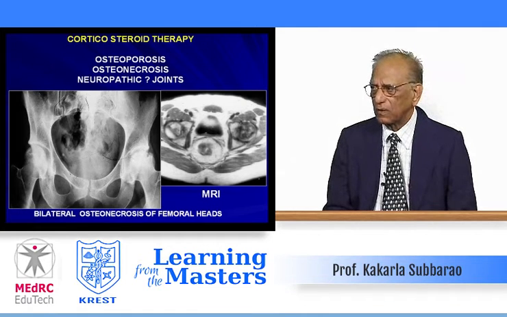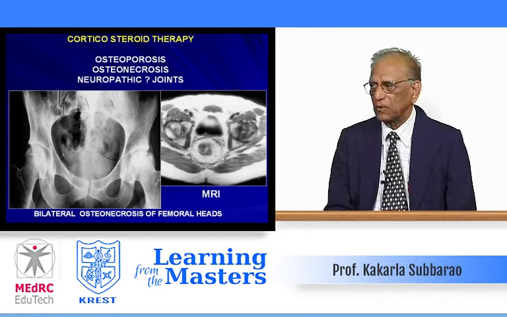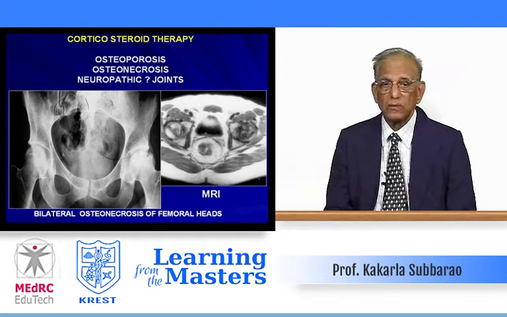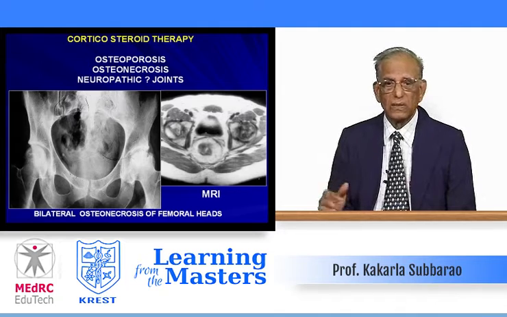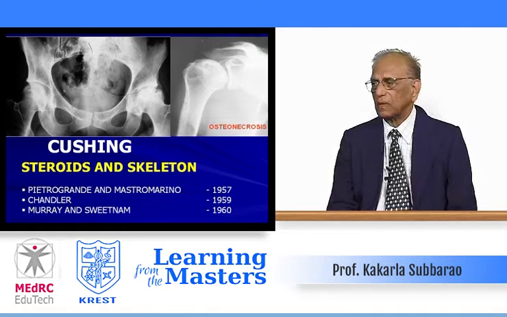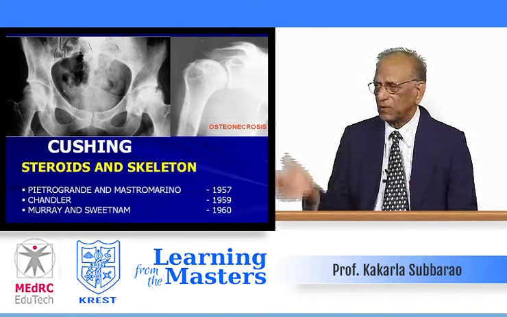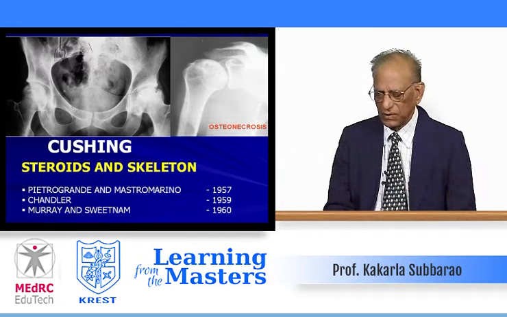Again, with corticosteroid therapy, to repeat, osteoporosis, osteonecrosis, and it affects the joints, resulting in neuropathic type of joints. Note in the pelvis, bilateral osteonecrosis of femoral heads. Same thing on MRI. MRI is more sensitive than conventional radiology or ultrasound or scintigraphy. Cushing syndrome. Again, steroids and skeleton. And people have described, Murray and Sweetnam in 1960.